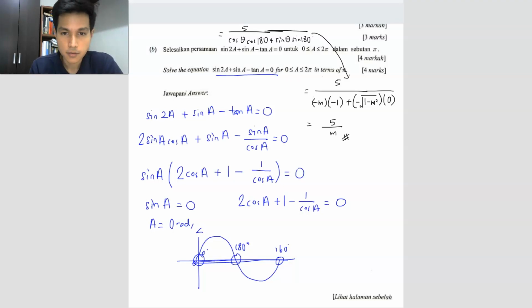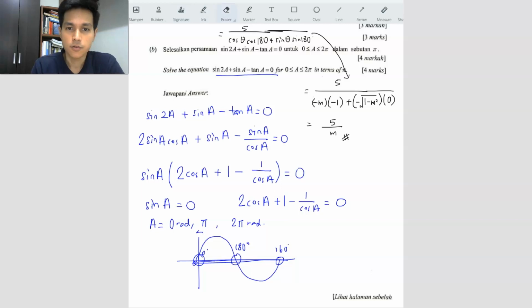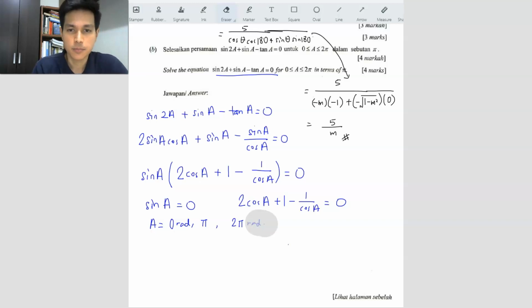So 0 radian, or 180 would be pi over 2 radian. 360 would be 2 pi. Sorry, pi over 2 is 90 degrees. Sorry, my bad. 180 is just pi, and then 2 pi. Okay, so your answer is these 3 for the first part. The second part, let me write here, no space. So it's 2 pi.